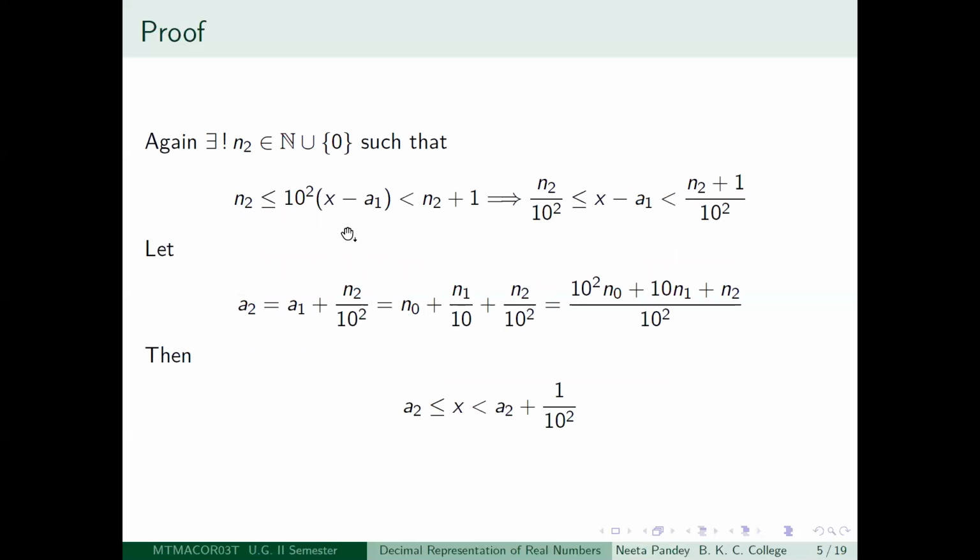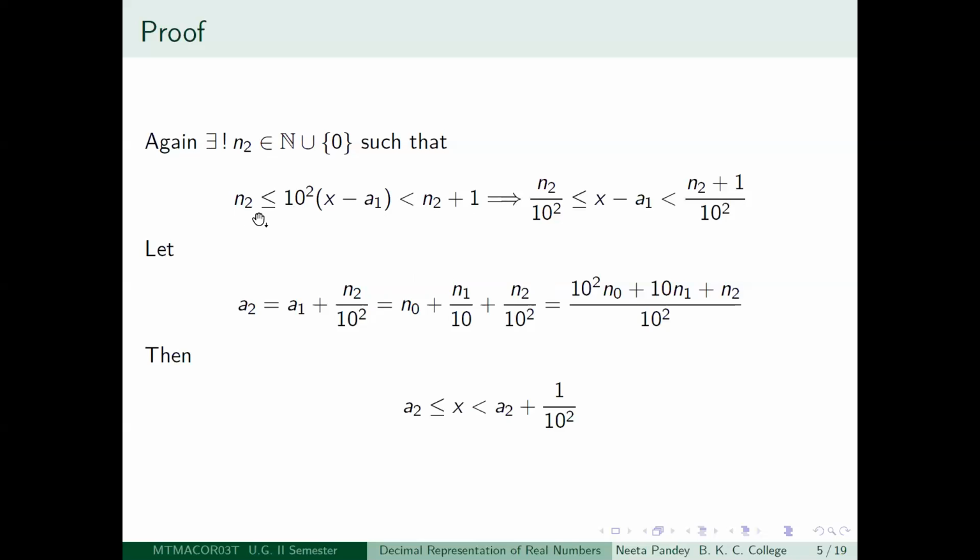So again what you do is you look at x minus a1. So x minus a1 is a non-negative real number because x is greater than or equal to a1. So x minus a1 is greater than or equal to 0. So multiply that by 10 squared, you get a non-negative real number. So again by our result which we had proved in the last lecture, we will be able to get a non-negative integer n2 so that n2 is less than or equal to 10 squared times x minus a1 is less than n2 plus 1.